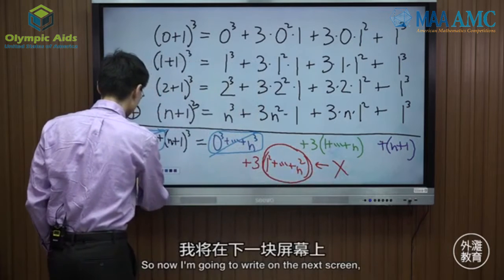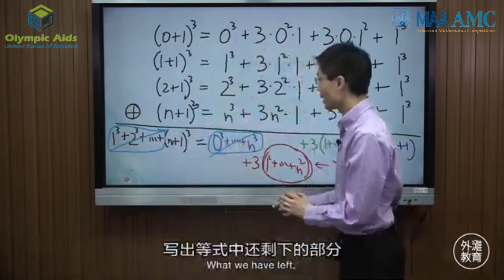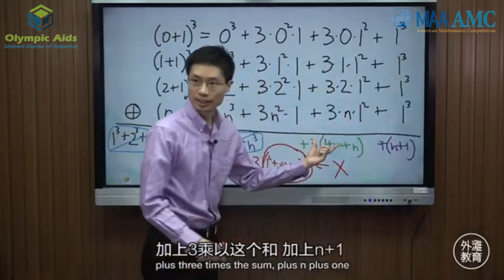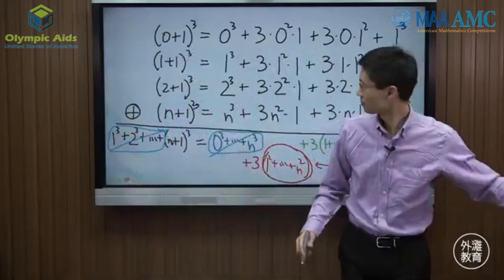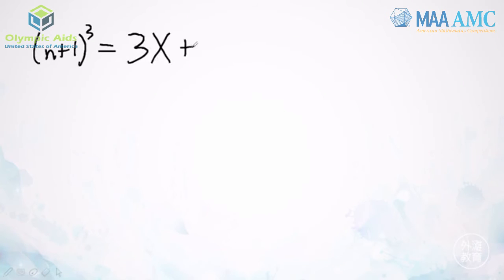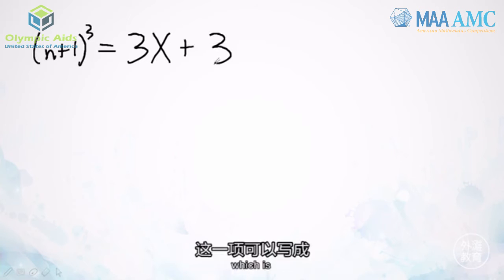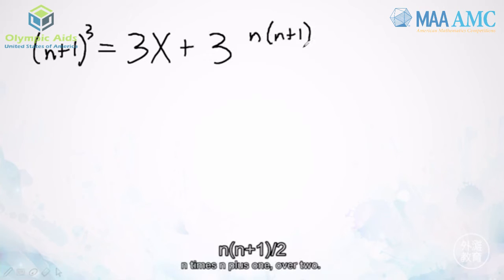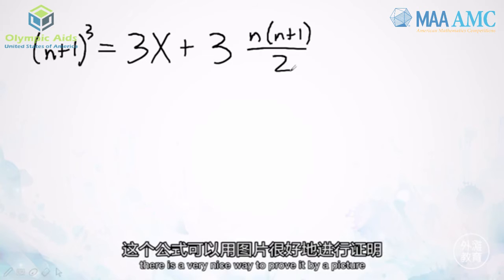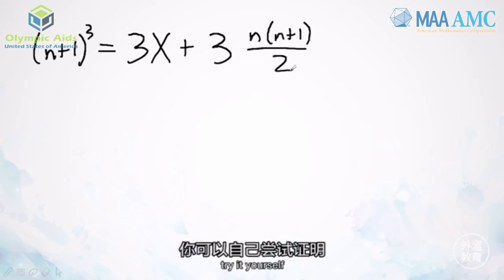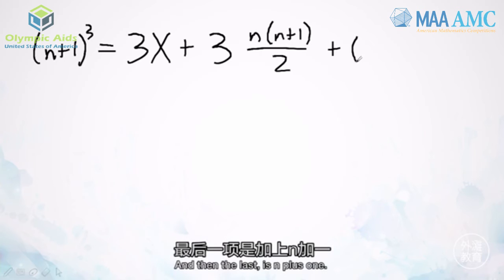So now I'm going to write on the next screen what we have left. N plus 1 cubed equals 3x plus 3 times this sum plus n plus 1. N plus 1 cubed equals 3x plus 3 times the sum of the numbers from 1 to n, which is n times n plus 1 over 2. There's a very nice way to prove this by a picture. If you haven't seen another class where I do this, or someone else does this, try it yourself. And then the last is plus n plus 1.